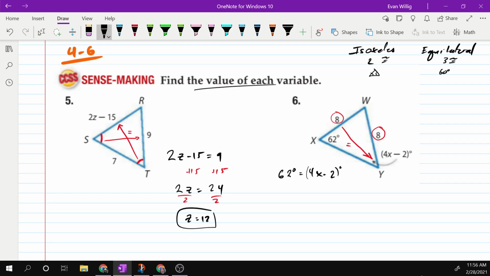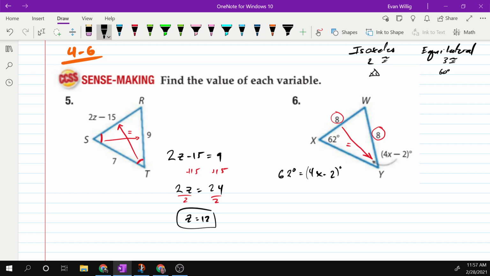And we have found the value of the variable. Now, it does happen sometimes where you have to plug these things back in, but I bet if we were to plug in 12 for z, we would find that the whole length of that side of the triangle is 9 because it's isosceles.